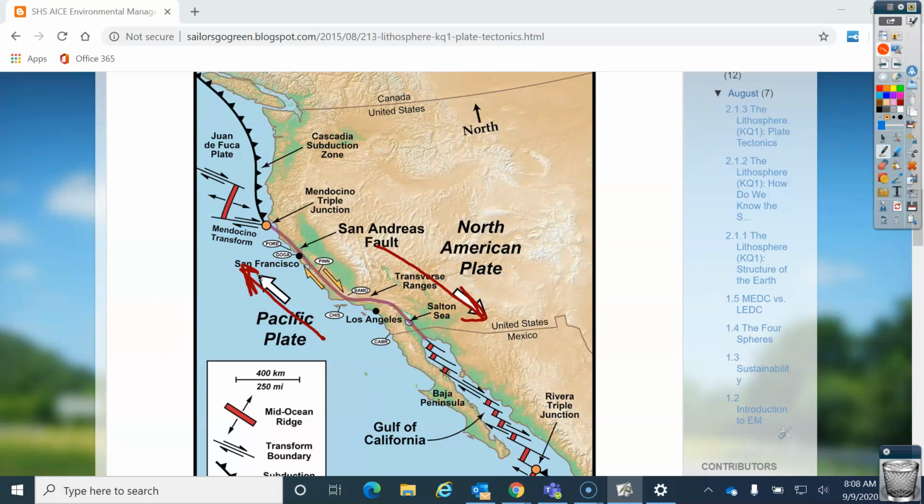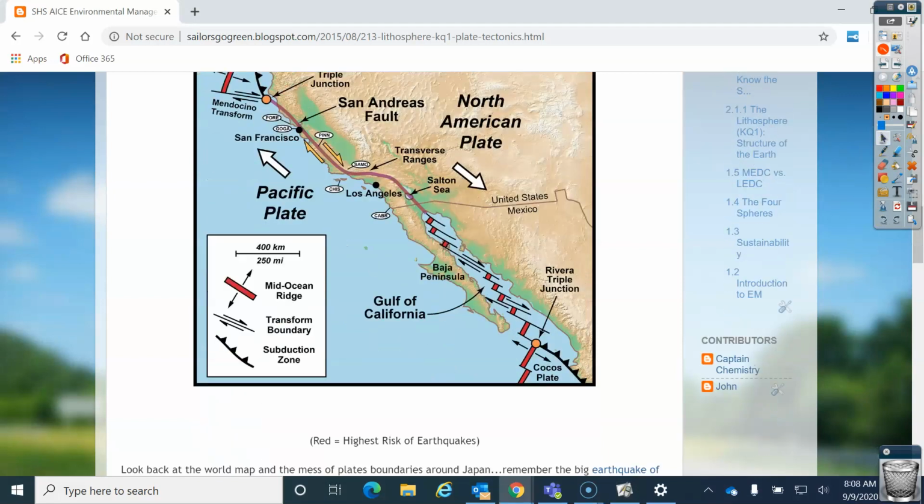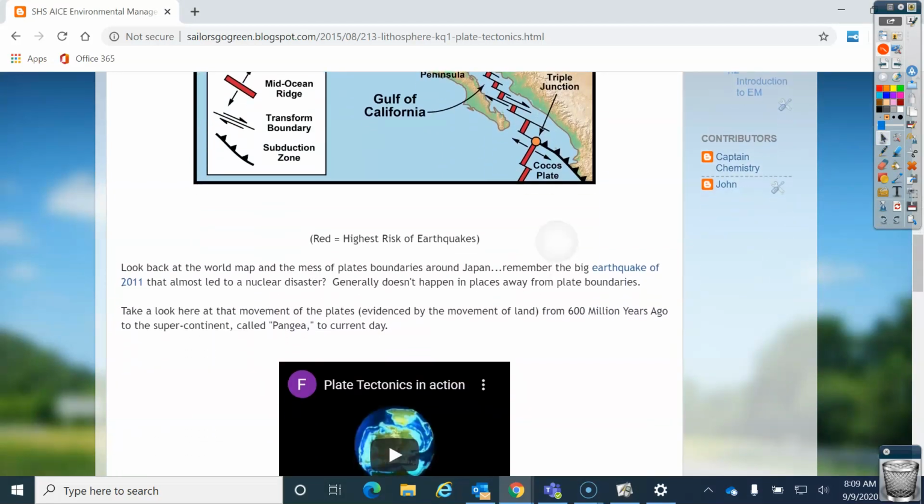Now, other earthquakes are caused by other types of plate movement, and we'll talk about that later. But the earthquakes in California are caused by this type of boundary, which goes side by side, right? And look back at the world map, and look at the mess of plate boundaries around Japan. Remember the big earthquake of 2011 that almost led to a nuclear disaster? It caused the Fukushima meltdown, but we ended up being okay.